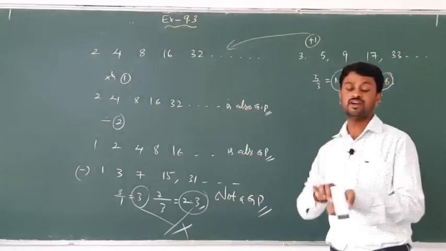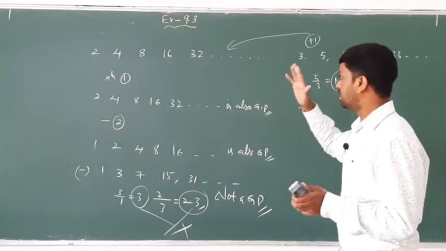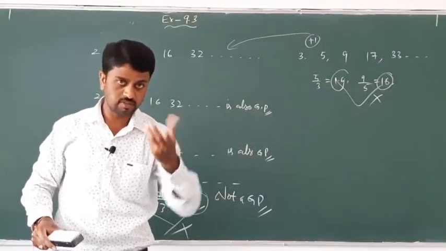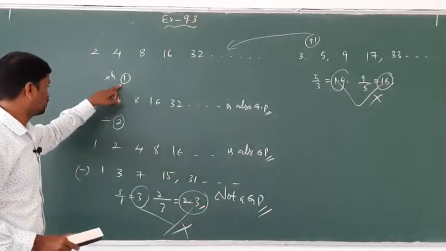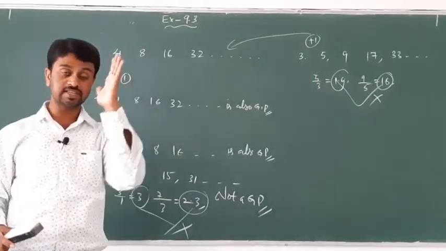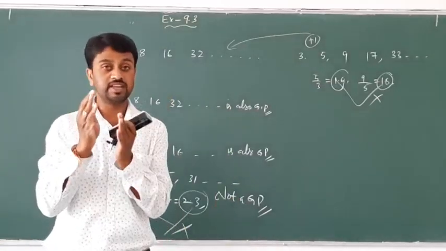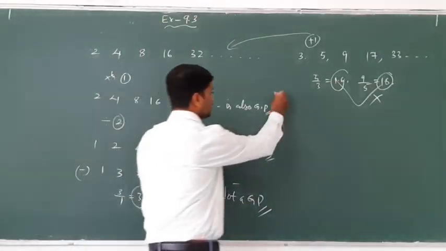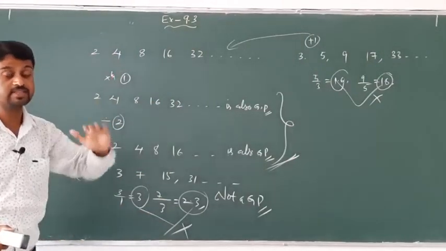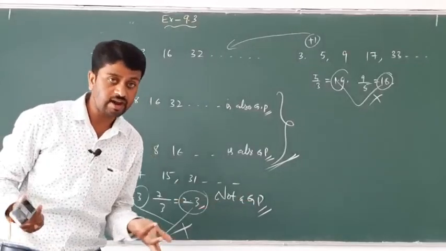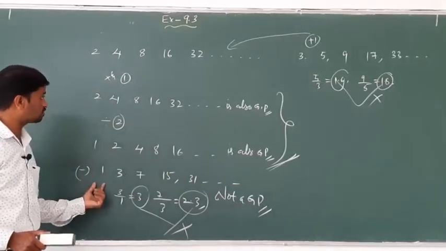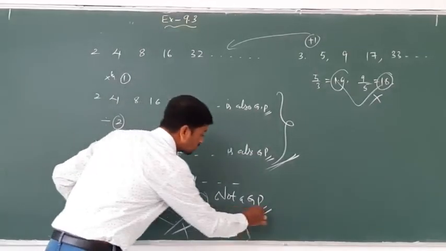According to these examples, there is a wonderful conclusion. If some constant k is multiplied or divided into each term of a GP, then the resultant sequence is also a GP, 100%. But if some constant is added to or subtracted from each term of a GP, then the resultant sequence is not a GP.